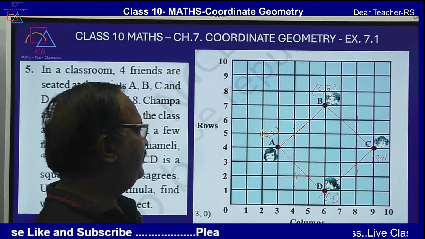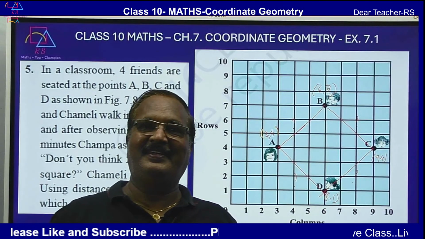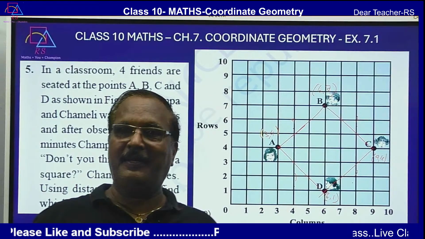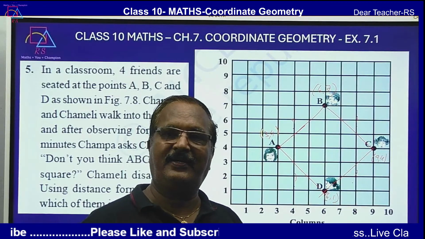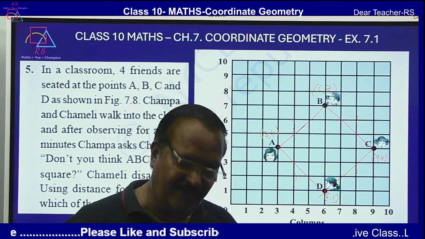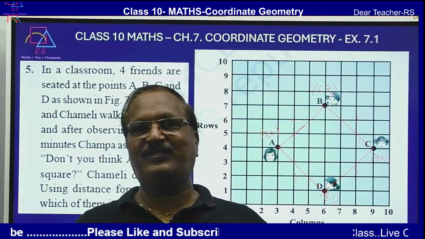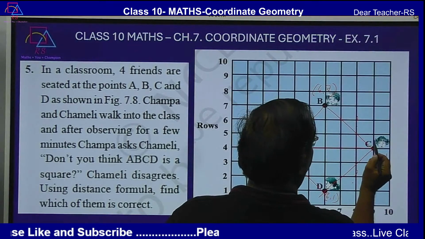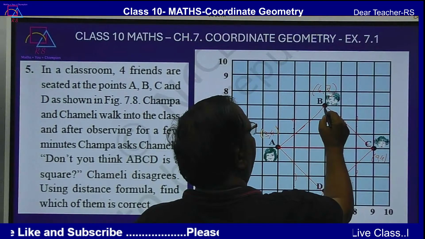So if all the 4 sides are the same, then it may be a square or it may be a rhombus also. Because in a rhombus all sides are equal, in a square also all sides are equal. The difference between a rhombus and a square is, in a square the diagonals are also equal. You find AC also. AC also should be equal to BD.